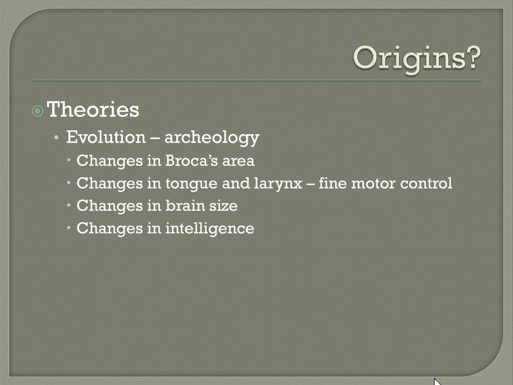So if we talk about the archeology of evolution, there have been changes in Broca's area. Broca's area is here in the front temporal lobe. If you are right-handed, it is predominantly found on the left side of the brain. If you are left-handed, have fun, you're with me. It could be on both sides of the brain or the right side of the brain. Lefties are a little weird.